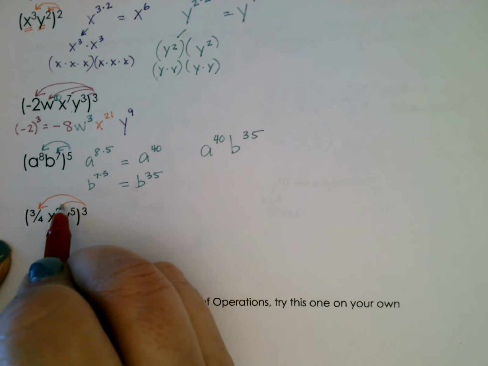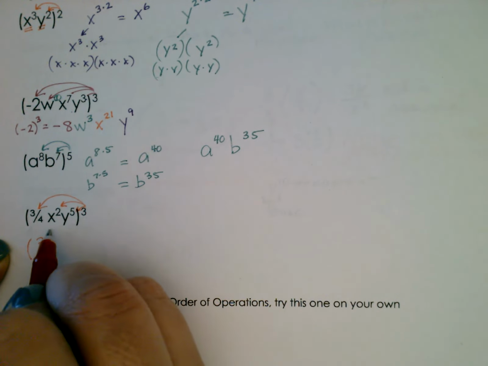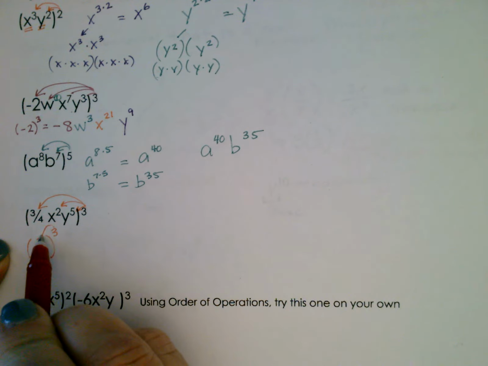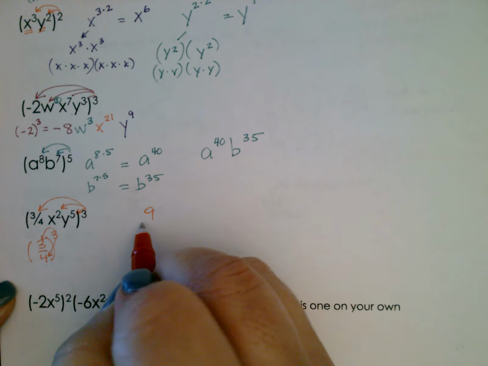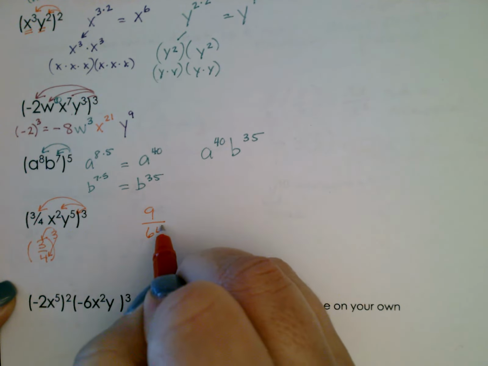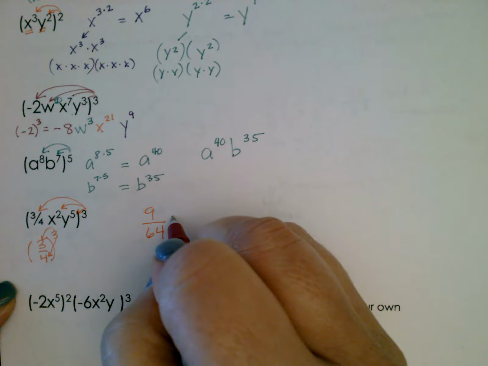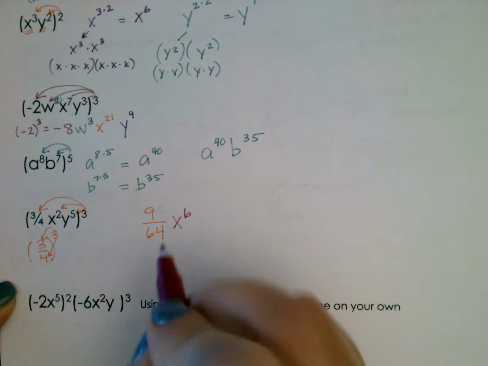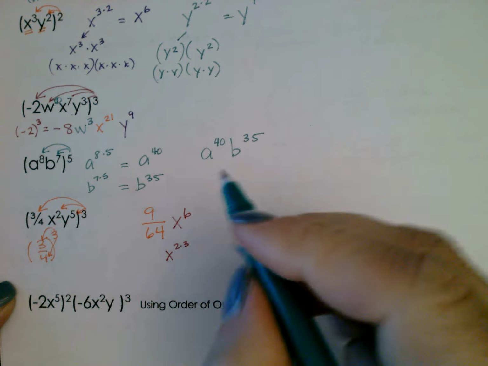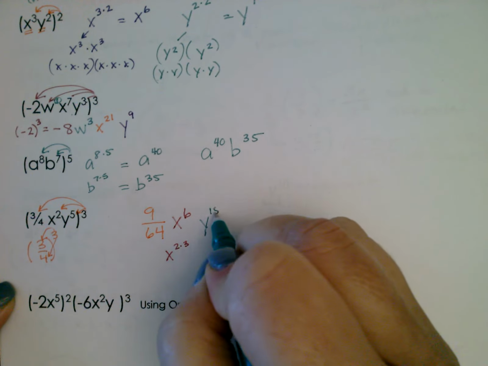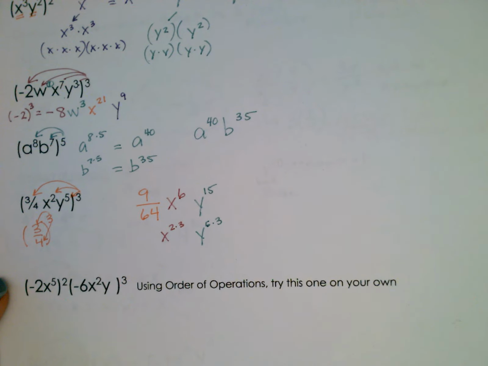When it comes time to take fractions to an exponent, we have 3/4 cubed. I need to distribute the 3 here and there. So 3 cubed is 9. 4 cubed is 64. X squared raised to the 3rd power would get me x to the 6th. That's x, 2 times 3. Y to the 5th cubed would be y to the 15th. 5 times 3 is 15.